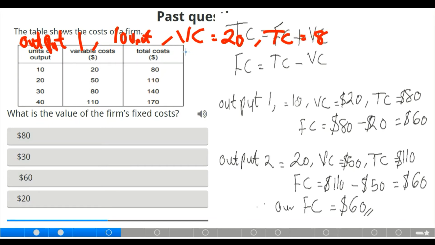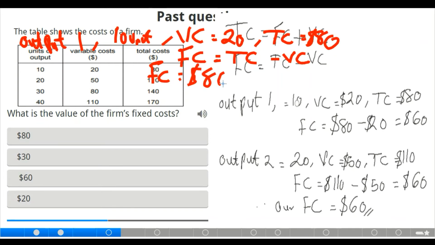To be 8. And we have said earlier that to know our fixed cost, that will be our total cost minus variable cost. Now that our output one here, we now have 8, so this one is supposed to be $80. Yes, $80. Now to get our fixed cost here, we now have our $80 here minus $20, which is variable cost. Now for our output one, we have the fixed cost to be what? To be $60.